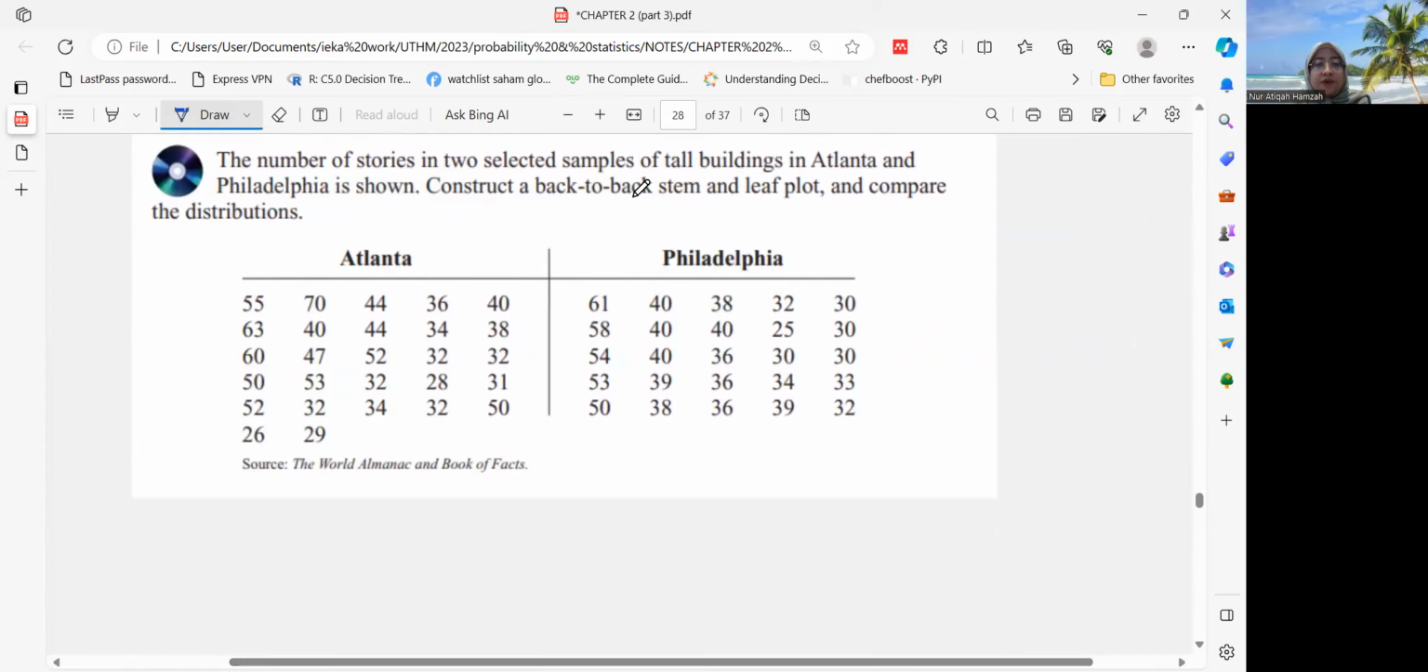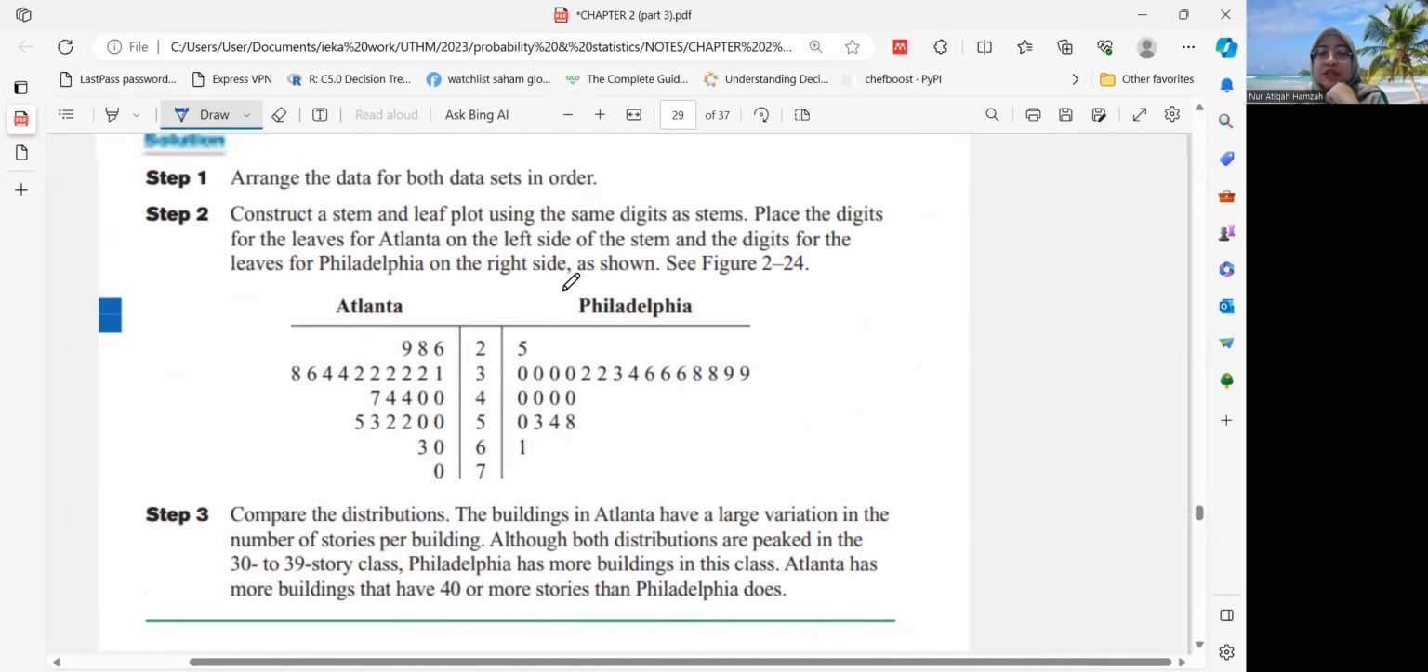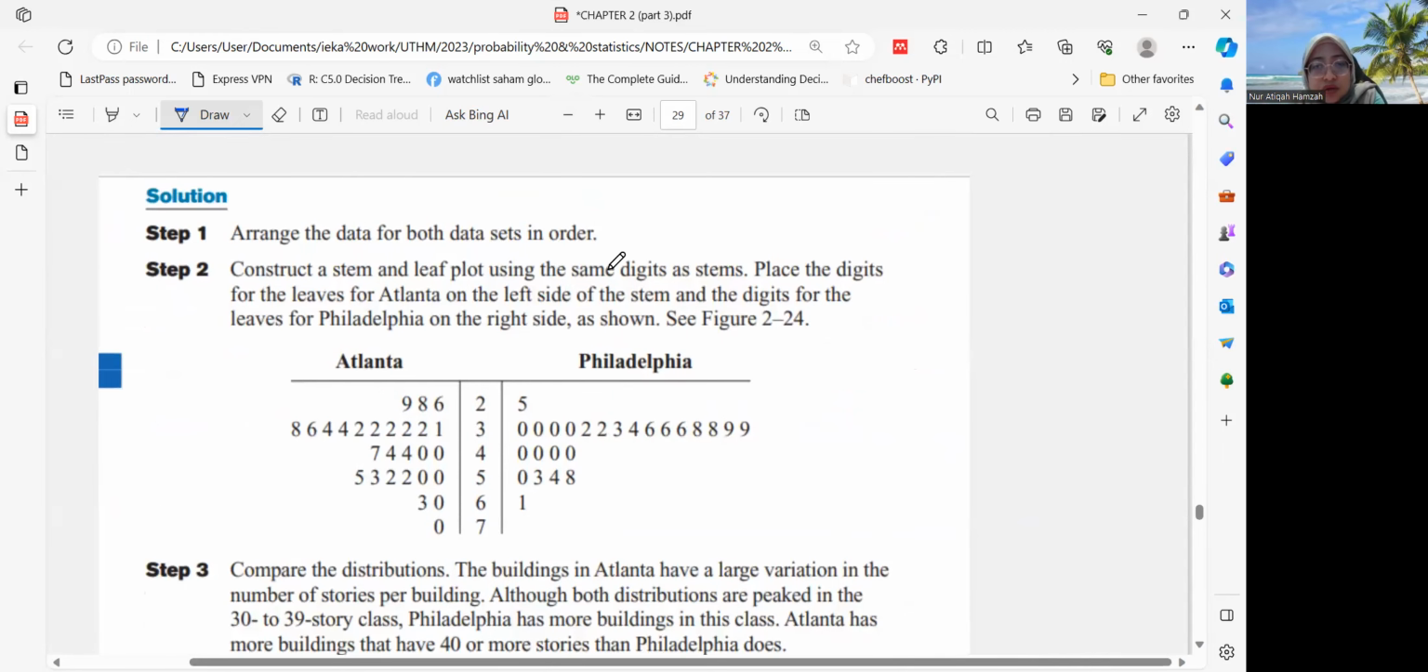Okay, so the first step is you have to arrange both data sets in order. Okay, and then construct stem and leaf plot using the same digit as stem. Place the digit for the leaf for Atlanta on the left side and the digit for Philadelphia on the right side. Okay, so tengok kat sini. Okay, yang tengah-tengah ni kita panggil dia sebagai stem. And this one is leaf for Philadelphia. And then this one is the leaf for Atlanta.